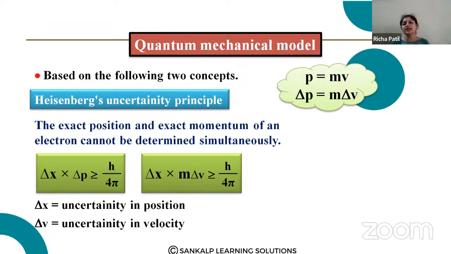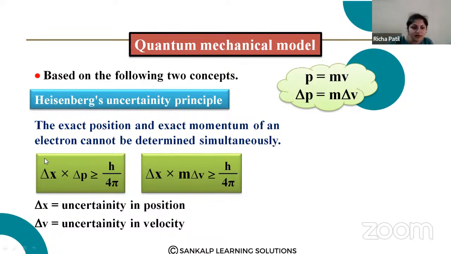Heisenberg's uncertainty principle tells you that it is impossible to determine both the exact position and exact momentum of an electron simultaneously. This was put forth by Heisenberg, this was his uncertainty principle. He said that it is impossible to measure or determine both the exact position and exact momentum of an electron.